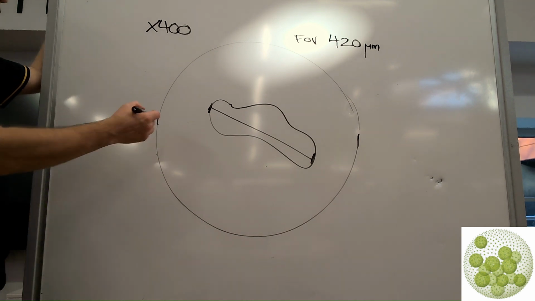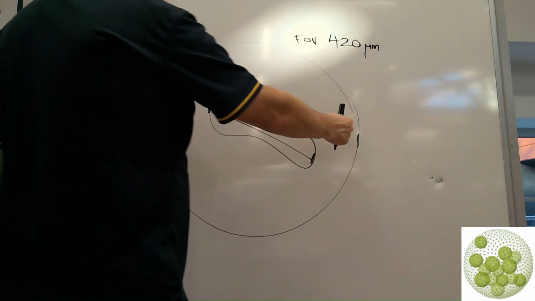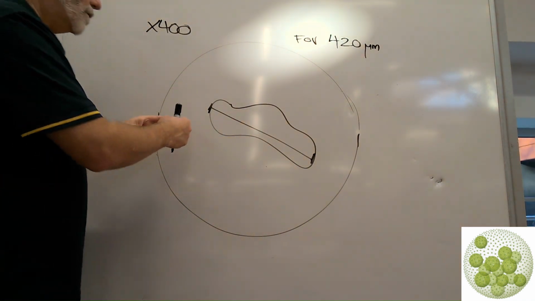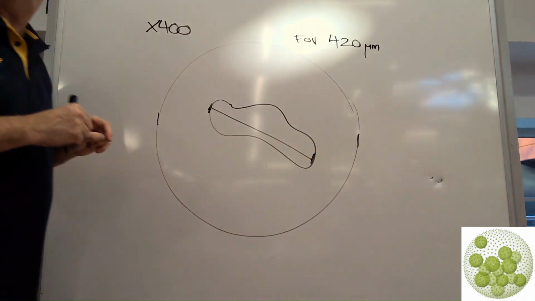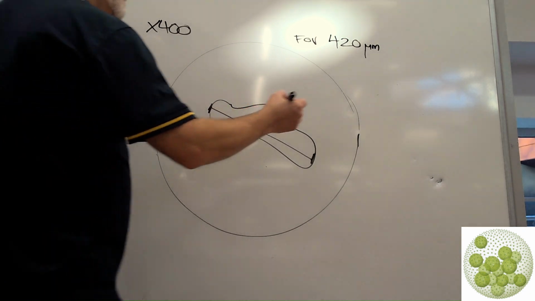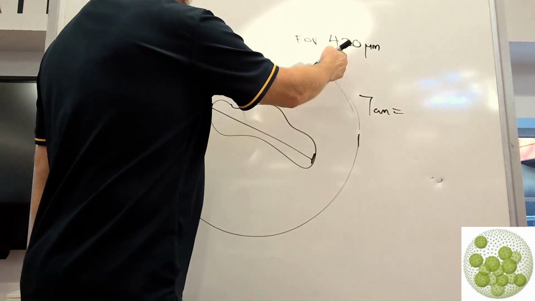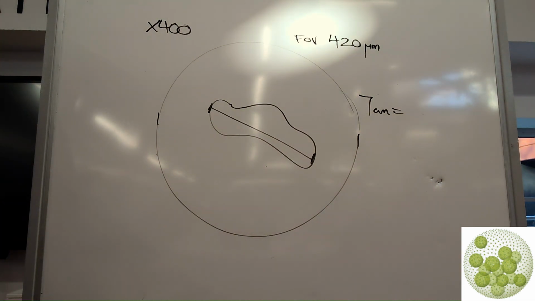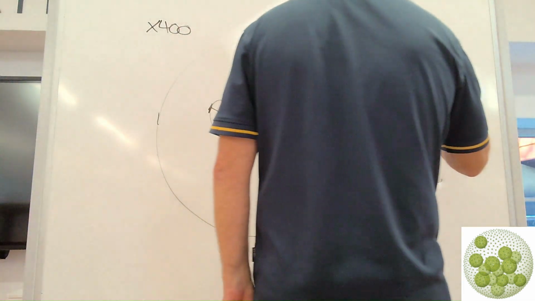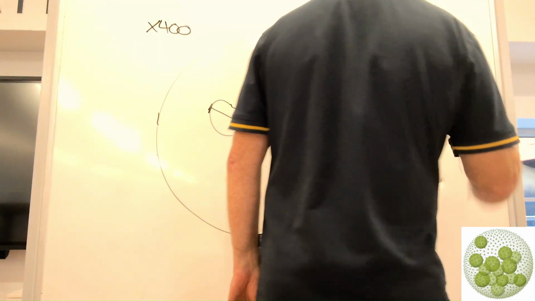All right, so I can write a rule now. If I've measured it from this side to this side on my picture, going completely through the middle, what do you call that? The diameter. Well done. The diameter is 7 centimeters, and we know that's going to represent 420 microns.